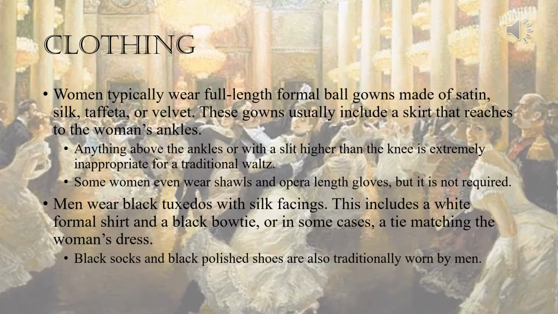The attire seen in waltzing for both partners is very formal and kind of ball gown styled. So women typically wear full-length dresses where the skirt will reach down to their ankles and never above their knees. Some women even wear opera gloves, but definitely not required.